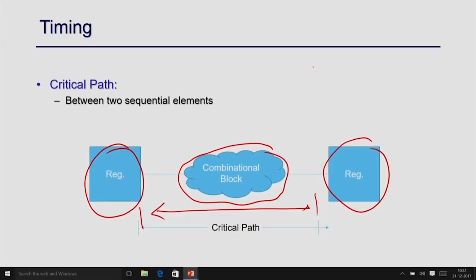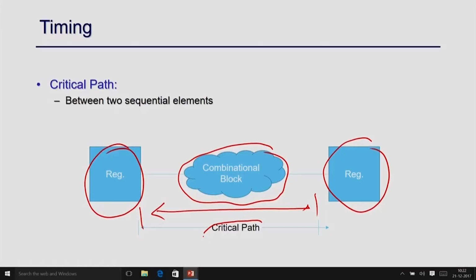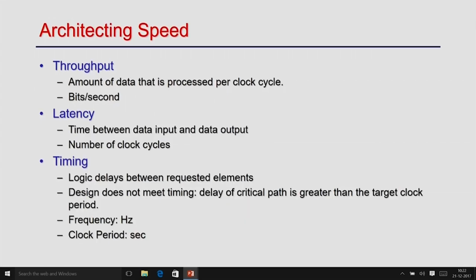You have several pairs of registers. There may be, say, 100 registers in your design, and there may be 500 or 600 paths between registers. Among all possible paths between two registers, the maximum delay will determine the maximum computational time, and that is called the critical path of your design. This is very well known. It is the logic delay between two sequential elements, and the frequency your circuit can achieve will be determined by this factor.